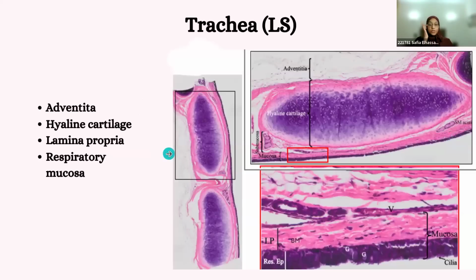So this is a longitudinal section of a trachea. And here you can appreciate the adventitia. So this would be the outermost layer that connects the trachea to adjacent structures. You can see the hyaline cartilage, the lamina propria, which is the connective tissue layer that's directly underneath the respiratory mucosa, which is here.